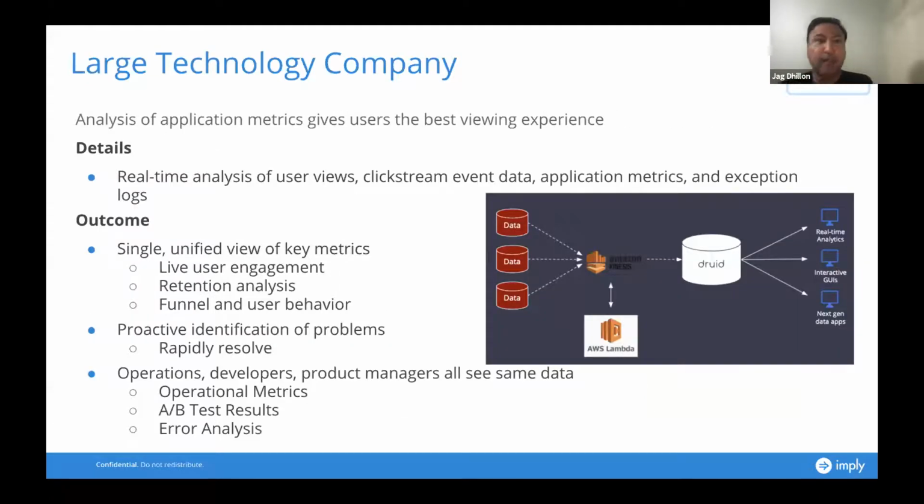A large technology company talks about how Druid is powering their application metrics to give the users the viewing experience. Here you have all the data coming in via Kinesis. They're using the Lambda architecture, and then they're feeding it into Druid, which powers this technology company's front end, which is basically sold as a service to their customers. So their customers can see views, clickstream events, application metrics, and exception logs. And you can imagine they have a lot of concurrent users and a lot of customers who are paying for this service. So when customers are paying for your service, you need to make sure that the system is stable, and Druid is powering that.